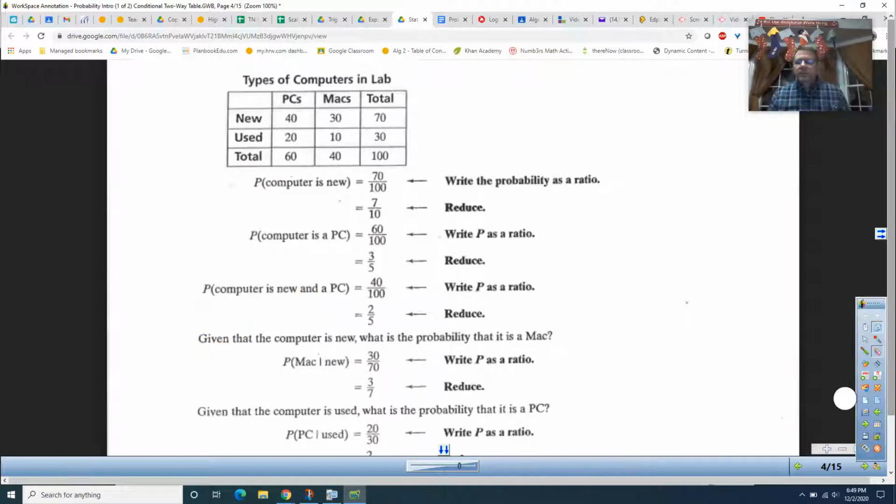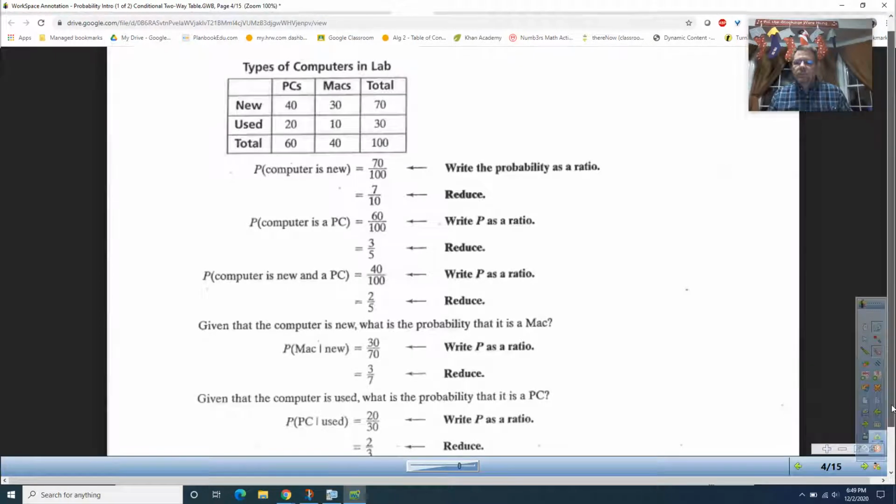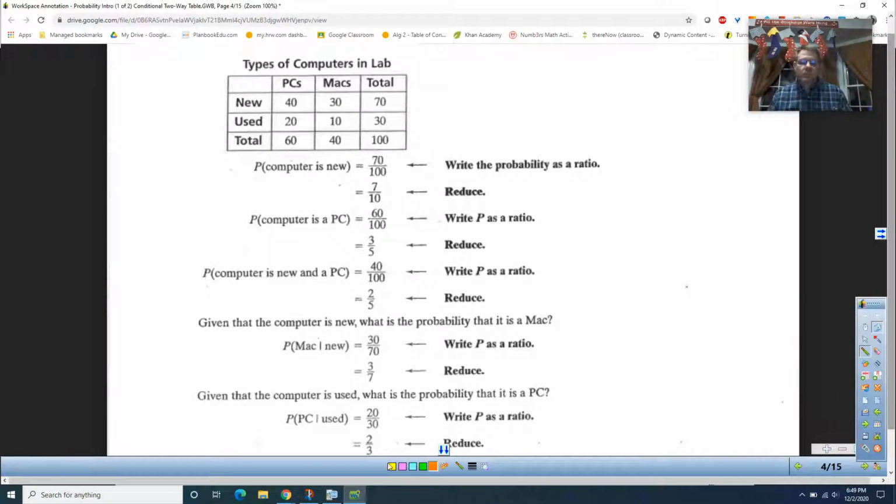All right. So our next example here, it says, given that the computer is used. Okay. So as soon as it says that, given that it's used, we're only going to focus on whatever's on that line. So 20, 10, and 30. Those are the only numbers we're worried about. Everything else we're going to completely ignore.